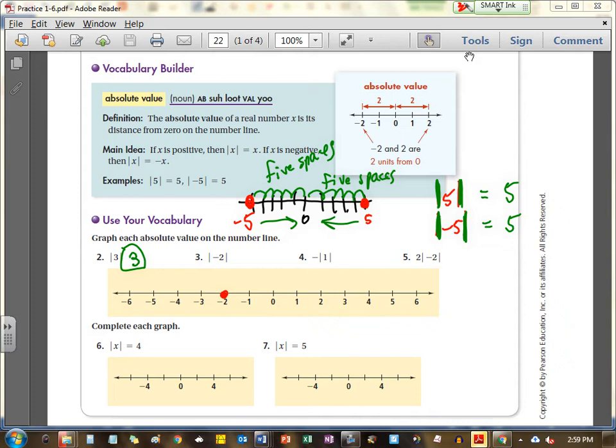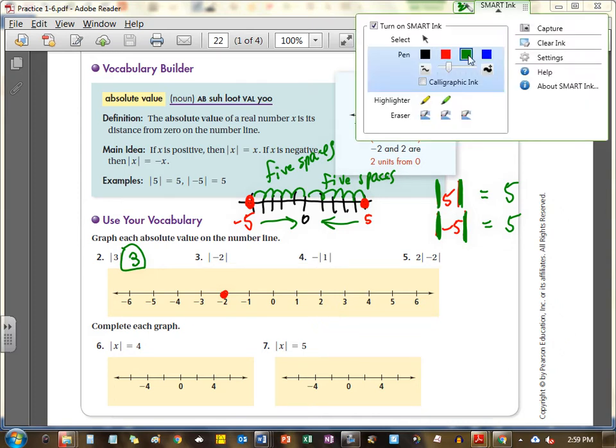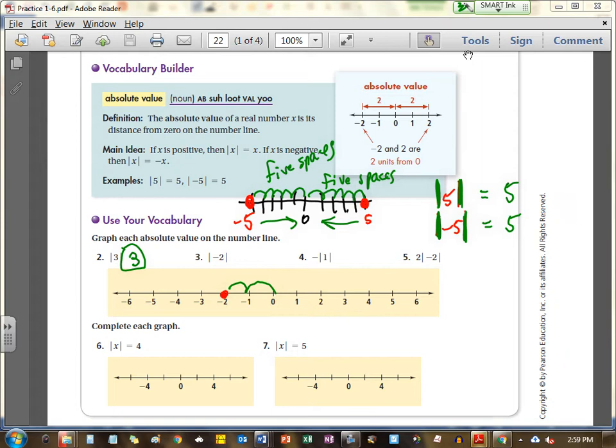Okay, how about this next one? -2. Well, -2 goes here, obviously. And then we count the spaces. From where? From that point to 0. You always count back to 0. How many spaces is that? 2. So notice it's not possible to get a negative number. You can't get a negative number because you always count the spaces and you tell me how many. That's not going to be a negative number.